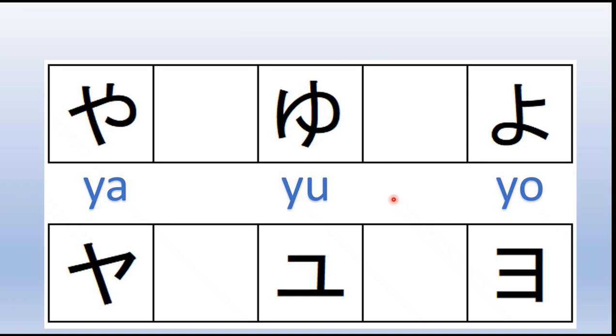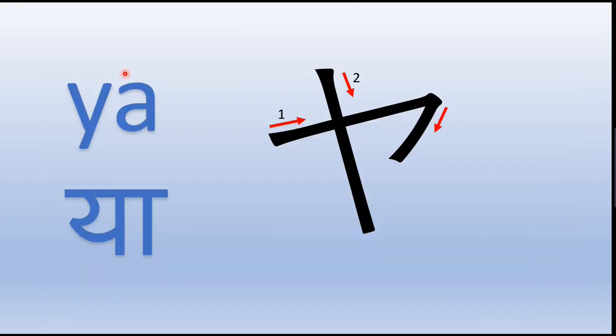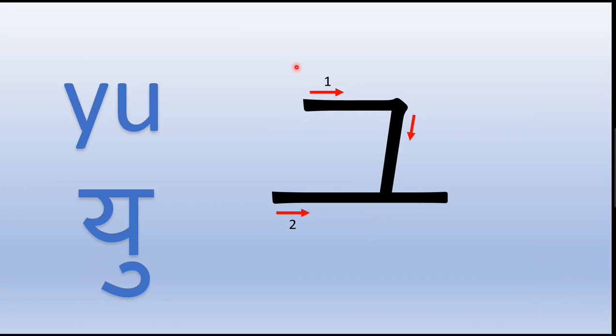Then we have ya, yu, yo, where we can see there are similarities in writing ya in hiragana and katakana. The stroke orders will be like this for ya. We have the first stroke as this, and the second stroke is this slanted vertical line. Yu will be written like this in two strokes. The first stroke is horizontal, and in continuation it will come to here as a slightly slanted line, and the second stroke will be a long horizontal line like this.